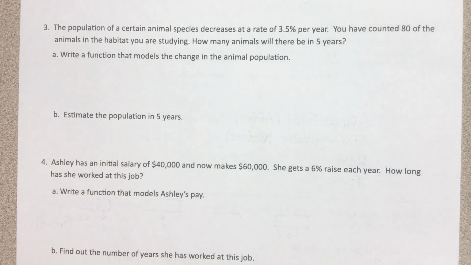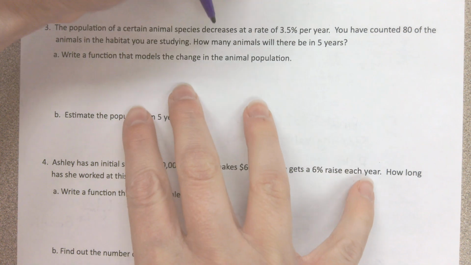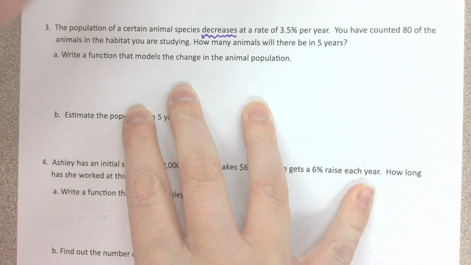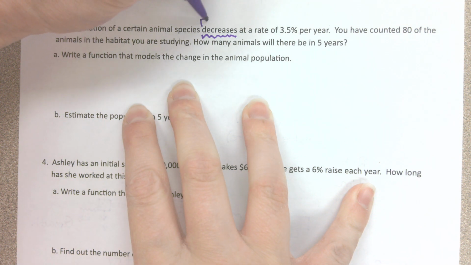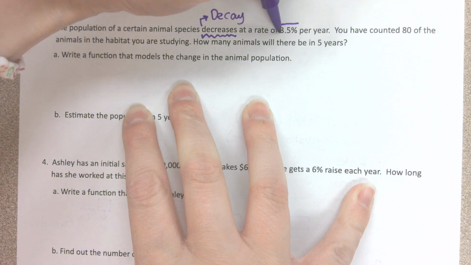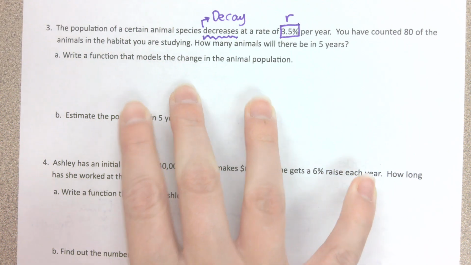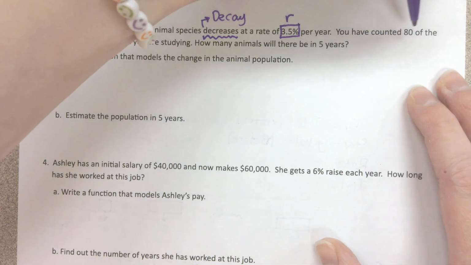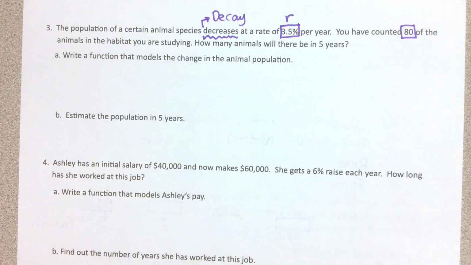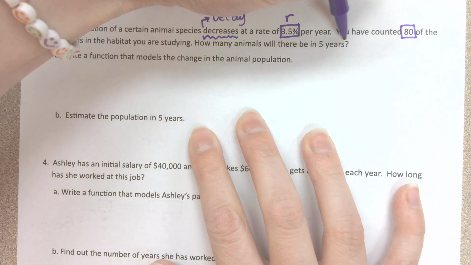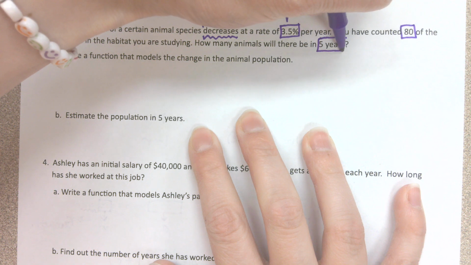The population of a certain animal species decreases. That's about as obvious as it's going to get. That's clearly decay. At a rate of 3.5%. So that's our r. You have counted 80 of the animals in the habitat you are studying. How many animals will there be in 5 years? That's going to be t.